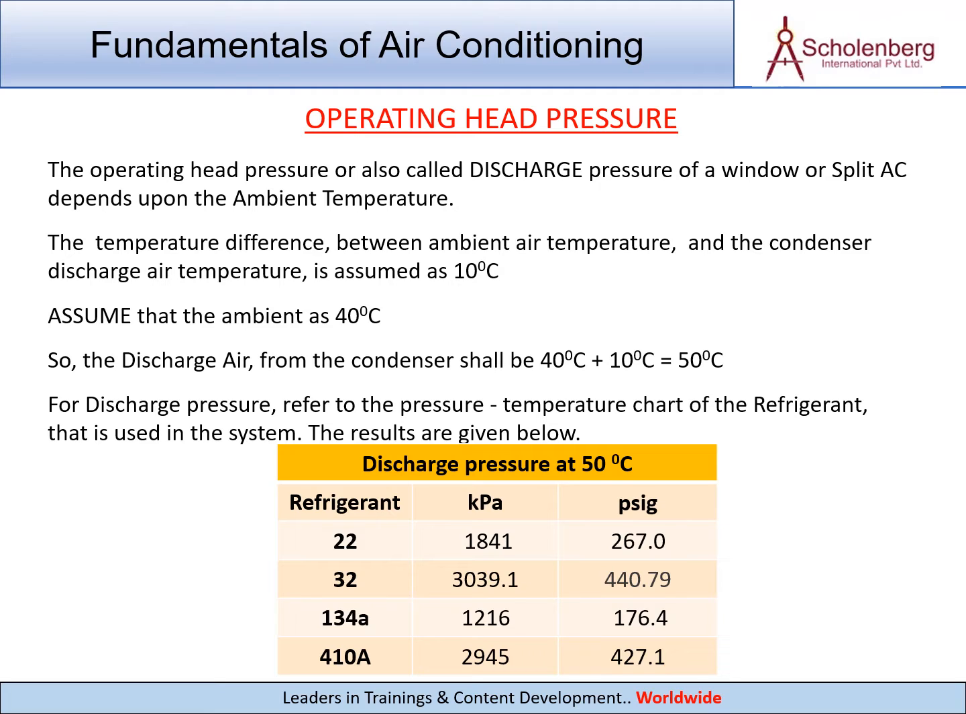Operating head pressure. The operating head pressure, also called discharge pressure, of a window or split AC depends upon the ambient temperature. The temperature difference between ambient air temperature and the condenser discharge air temperature is assumed as 10 degrees centigrade. Assume the ambient as 40 degrees centigrade. So, the discharge air from the condenser shall be 40 degrees centigrade plus 10 degrees centigrade equals 50 degrees centigrade. For discharge pressure, refer to the pressure minus temperature chart of the refrigerant that is used in the system. The results are given below.